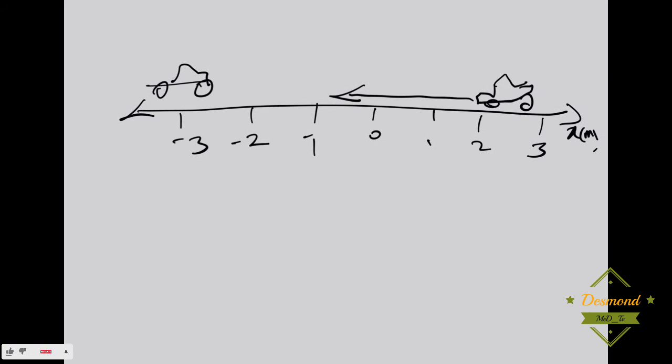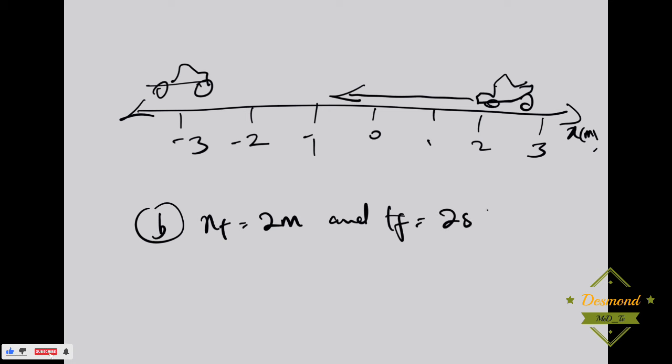Now let's take part b. It is saying that after the car moved backward, the final position of the car should be xf equals 2 meters and tf should be 2 seconds plus 3 seconds, which will be equal to 5 seconds, right? If you understand, in the first part the car moved forward in 2 seconds, then coming backwards it took 3 seconds to move backwards. So when you add both times together, the total time should be 5 seconds, right?